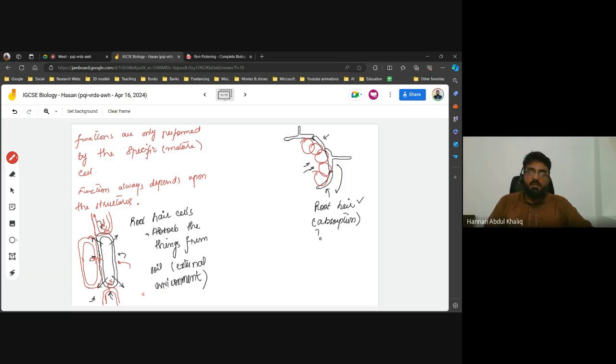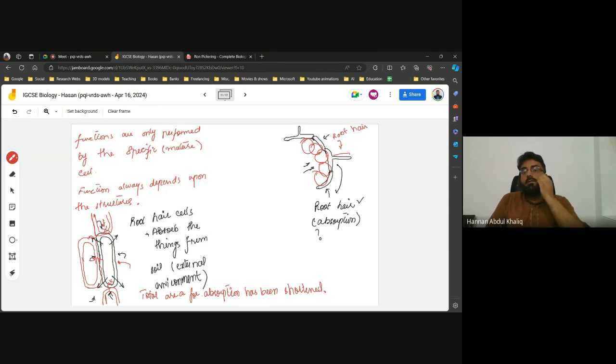Which means the total area for absorption has been compromised, or you can say has been shortened. And this particular thing is now supposed to be addressed. How is it addressed? This cell would extend, would create an extension which is basically called a root hair.